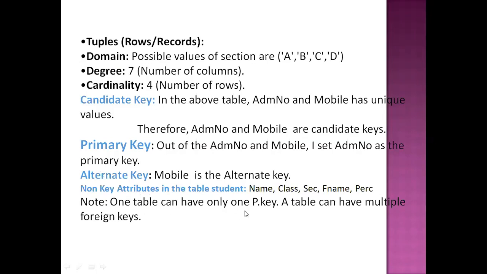One table can have only one primary key. Remember, you have to remember one thing. A primary key can be created only one in a table, and foreign keys can be created more than one. This you have to remember. Only one primary key is allowed in a table, and foreign keys can be created more than one.